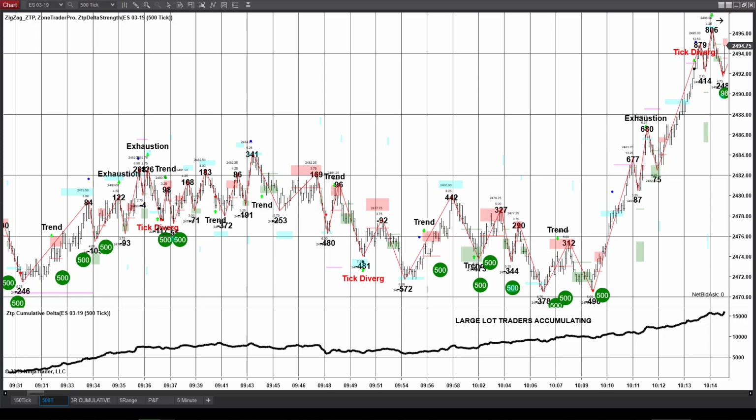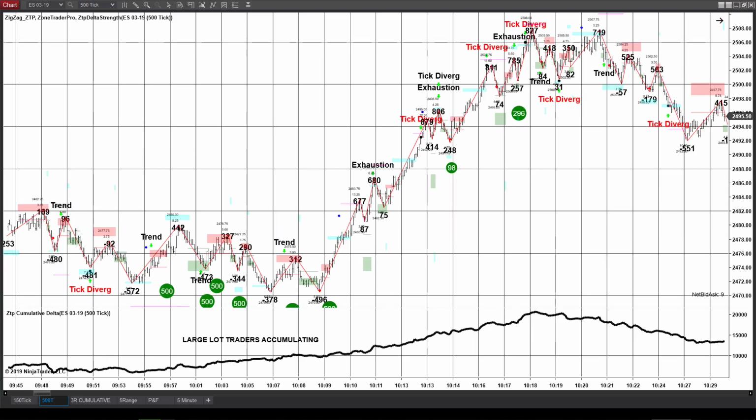I want to show you some highly unusual buying activity which occurred before Christmas 2018 when the market was in a severe downturn. Starting on December 21st at the open, a buyer amassed 7,000 contracts. The ZoneTraderPro cumulative delta indicator has also been updated with this technology. Notice how the large lot traders are accumulating positions before price skyrockets. After this accumulation, the market rose 37 points.